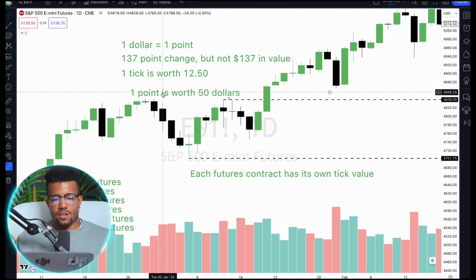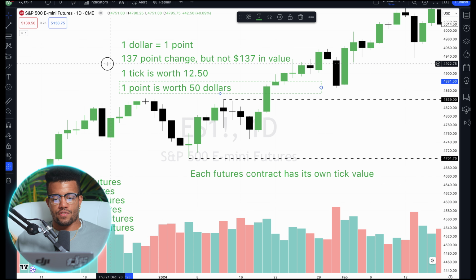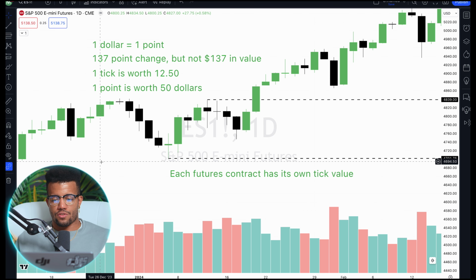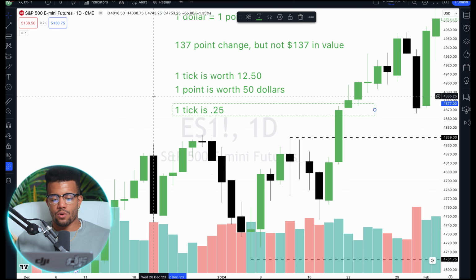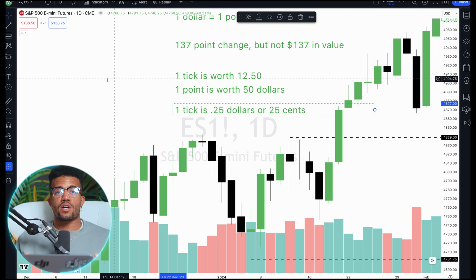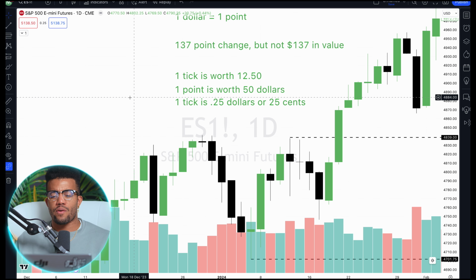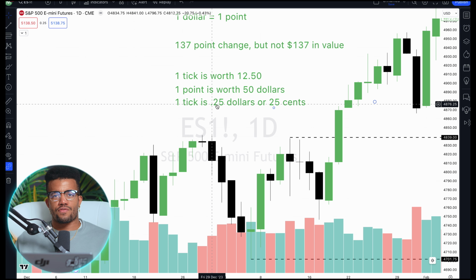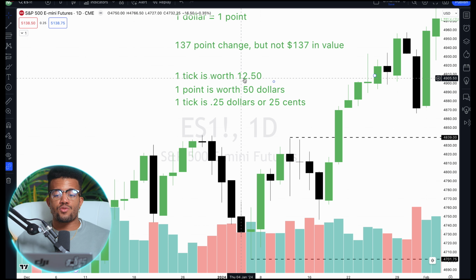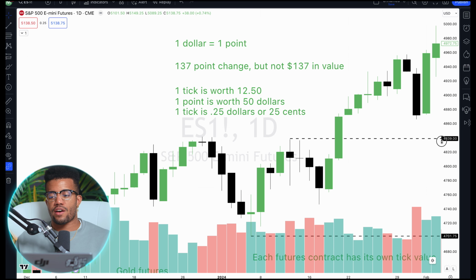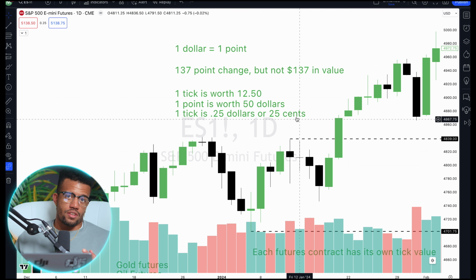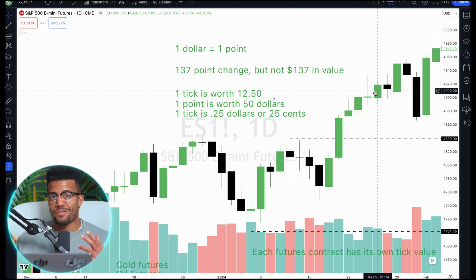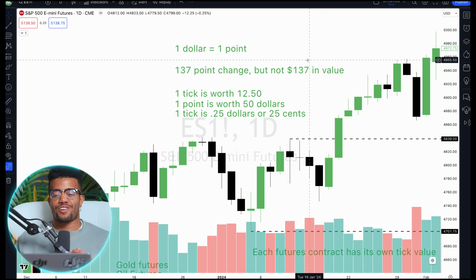So how do one tick being worth $12.50 and 1 point being worth $50 relate to each other? Well, one tick is $0.25, or 25 cents. This is where people get tripped up when they first come to futures, because they go, how is 25 cents worth $12.50? It's not. This is the value of the index. This is the price. The index is a calculation of the value of all the things that it's tracking, made for us to get a finger on the economy, and we're trading futures on that, which is another derivative of that index. So we're trading a derivative of a derivative.